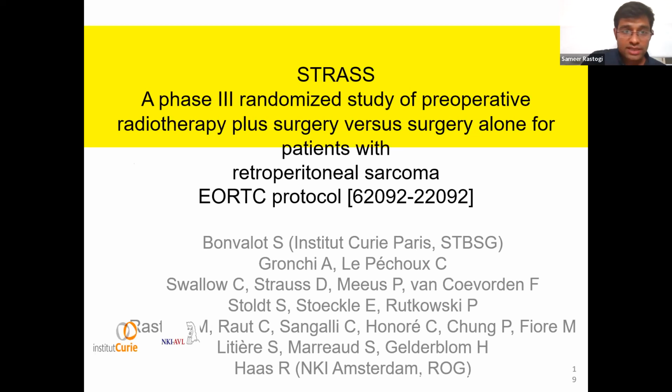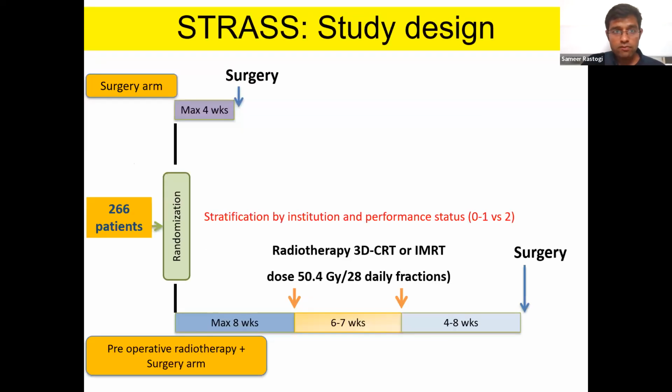So this was the phase 3 randomized, open-label, multi-center trial, the STRASS trial. After randomization, within 4 weeks, surgery was done in the first arm. However, in the second arm, neoadjuvant radiotherapy was given, mainly by 3D CRT or IMRT, and within 4 to 8 weeks, multivisceral en bloc resection was done. There were 266 patients, almost 133 in both arms.